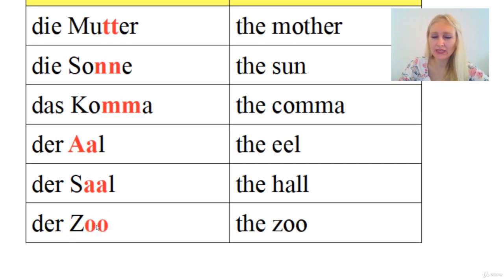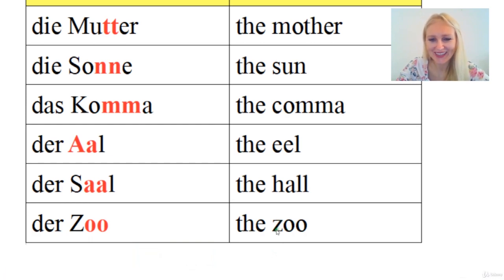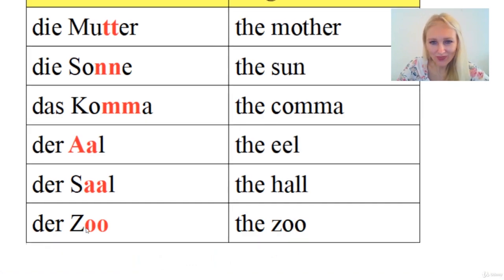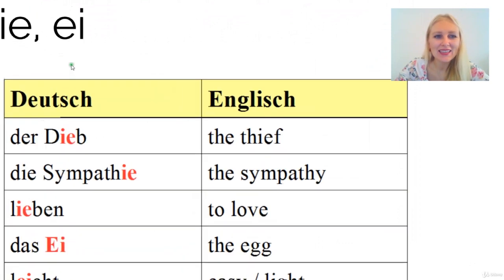But it's basically the same as in English. Here you also say zoo, right? You don't say so or so, you say zoo. It's the same in German. Good. Then the next one is IE and EI.